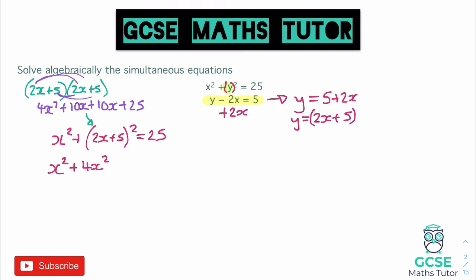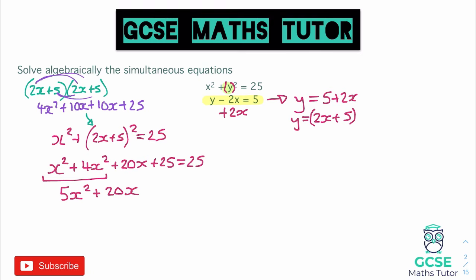We've got the two 10x's, so that's going to be 20x in total. And then we have plus 25, and that equals 25. So we can definitely tidy these up straight away. So that's going to become 5x squared. So we have 5x squared plus 20x.